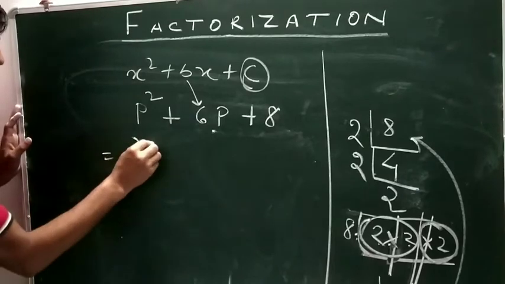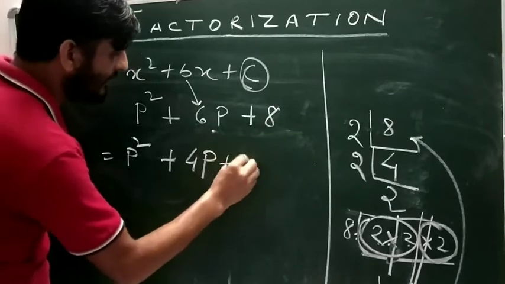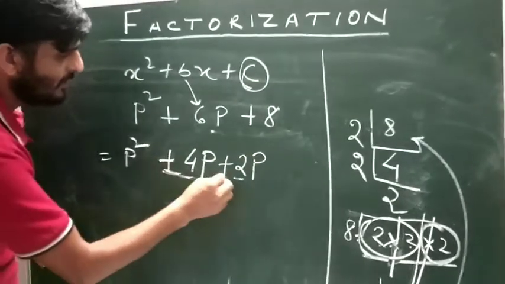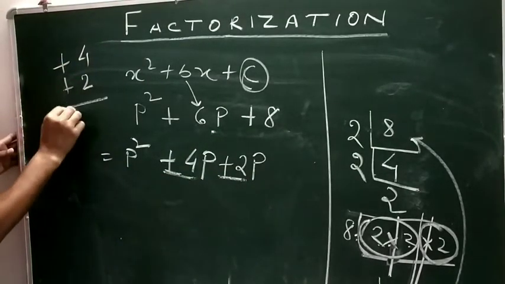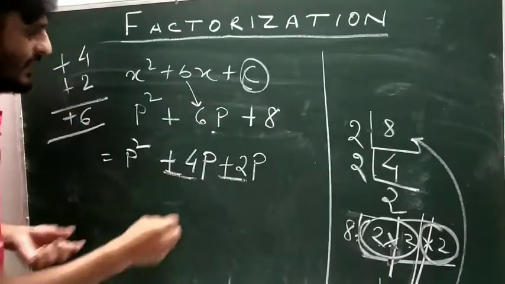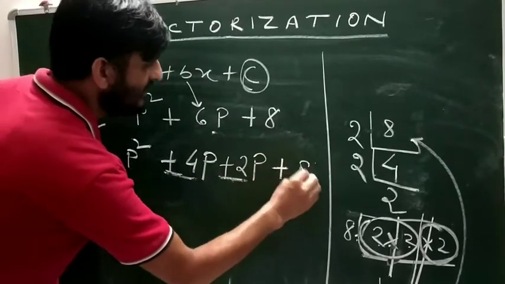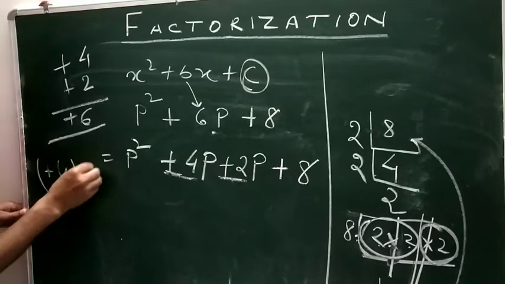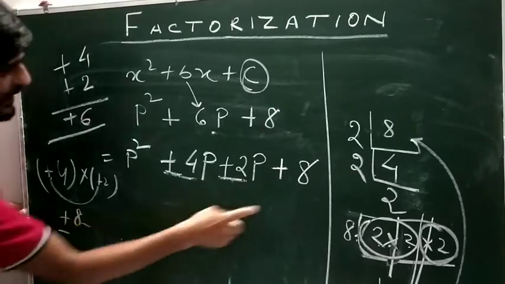P square plus we can write 4p and then we can write 2p because of this 2 and 4. See, plus 4 plus 2 means the result is plus 6. So we are getting a factorization like this, plus 6. And the product is plus 4 and plus 2 multiplied, the result is plus 8. Means plus 4 multiplied with plus 2, the result is plus plus plus and it is 8. So we are getting 8 as a result.